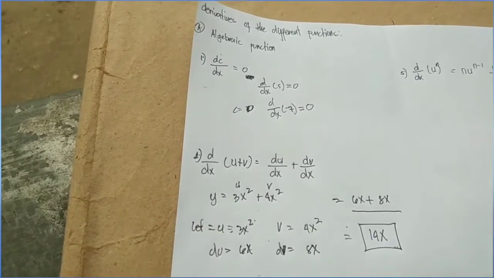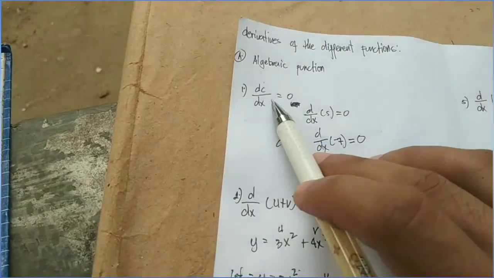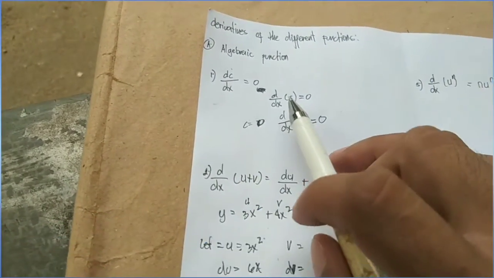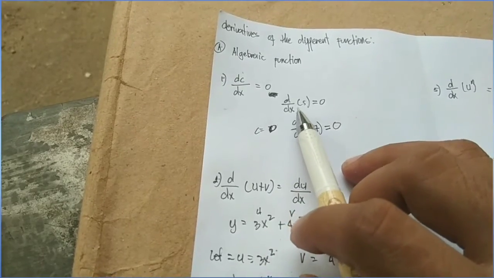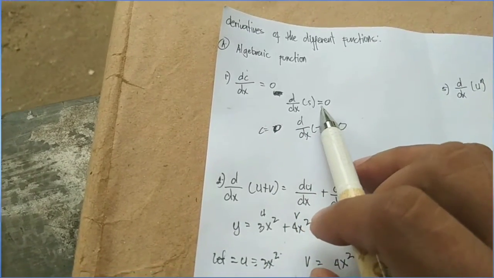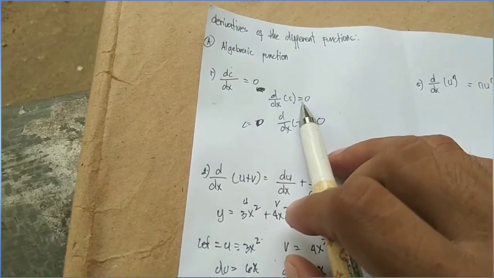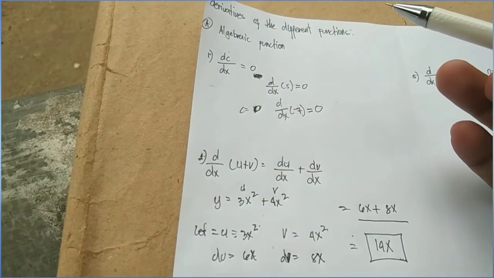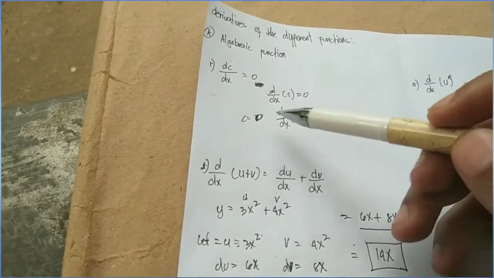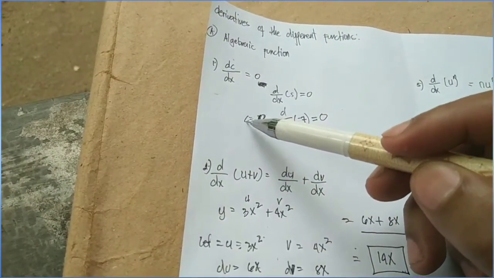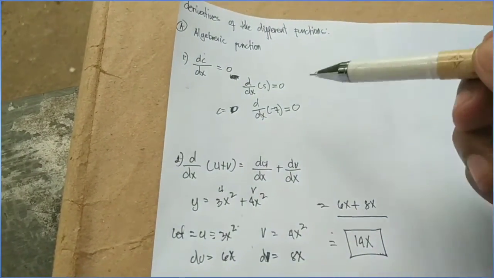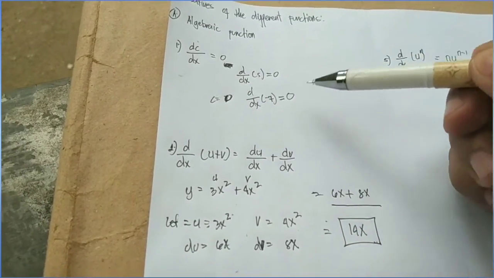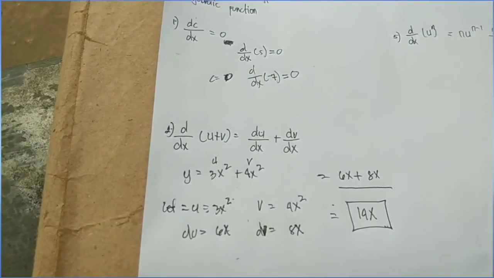So we have algebraic function. dc over dx is equals to 0. For example, d over dx of 5 is equals to 0. It means that if a quantity has a constant value, then the rate of change is 0. The constant rule: the derivative of c is 0. Another example, d over dx of negative 7 is also equals to 0.